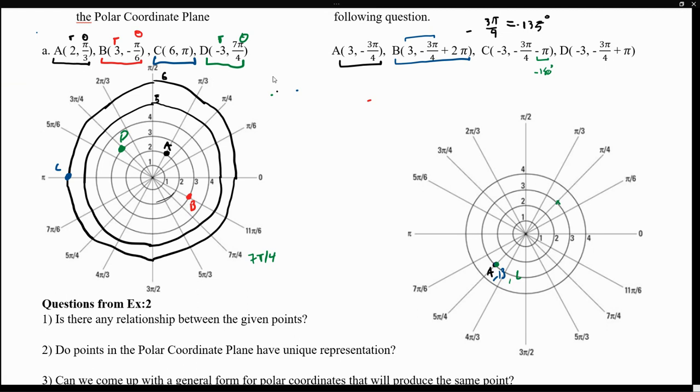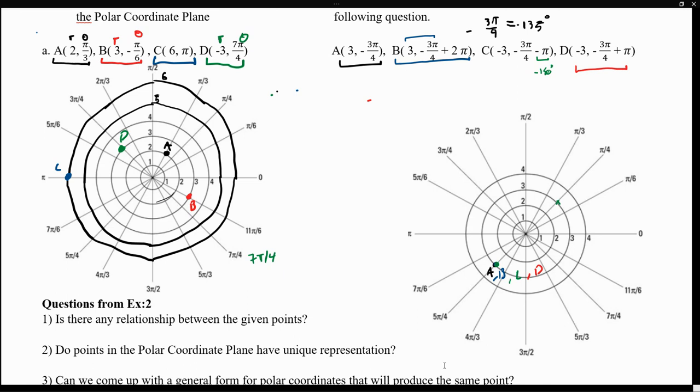And lastly, example D. Same idea, we're going to start with the same negative 3 pi over 4, that's negative 135. Now I want to add pi, so I'm going to go in this opposite direction, and I'm going to land right here. And now r has a value of negative 3. So we're not going toward the point, we're going against the point. And we actually have the same location. So now notice that there are 4 different ways that we can represent the same location.